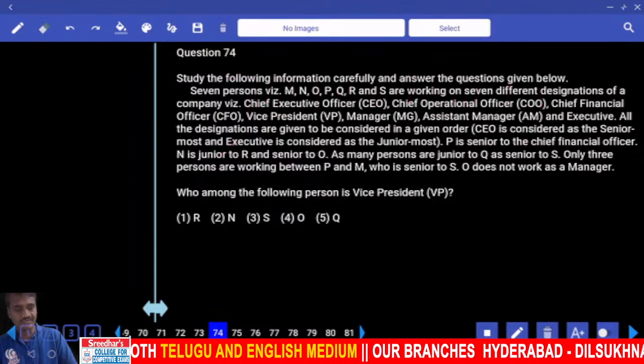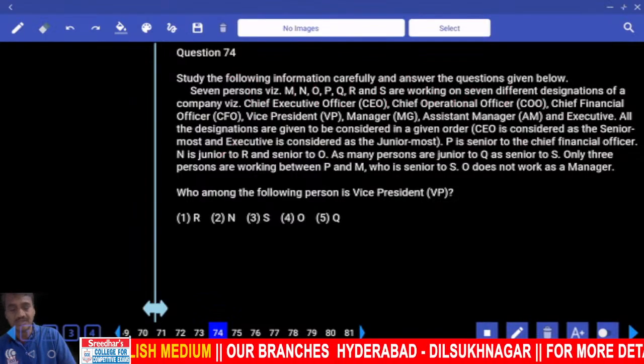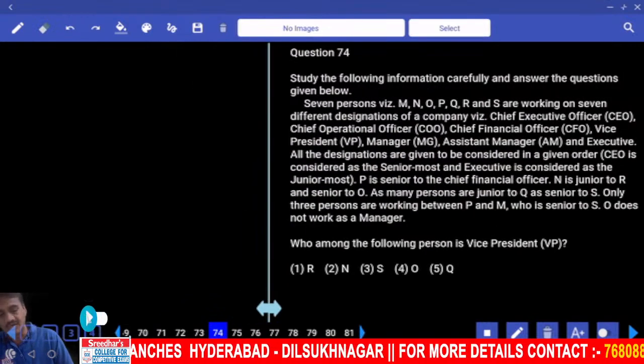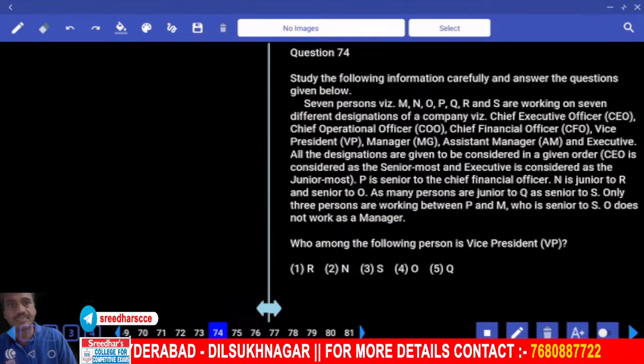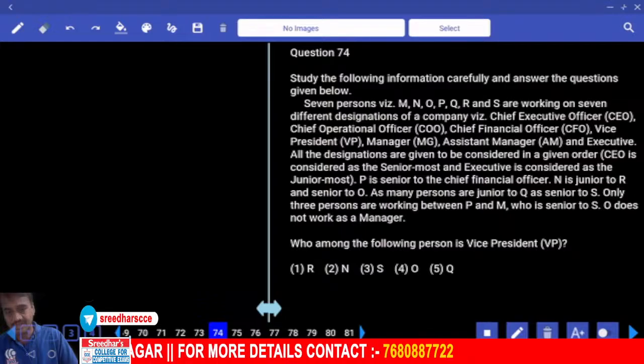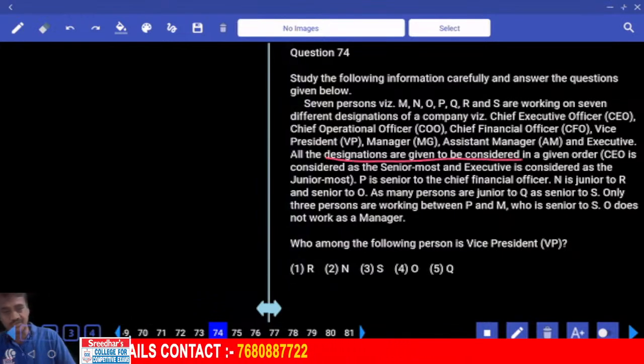Then from 74 onward, there are 7 persons working in 7 different designations. Now, 7 persons in 7 different designations, hierarchy. Is hierarchy the first or the second priority? Definitely the first priority, because the order will always be clearly given. What is that order here? All the designations are to be considered in the given order.